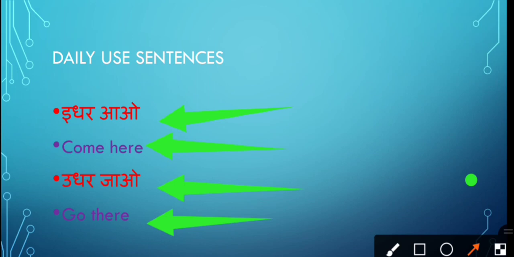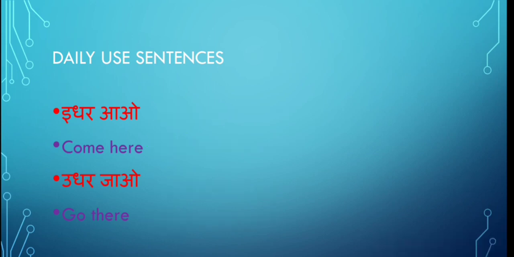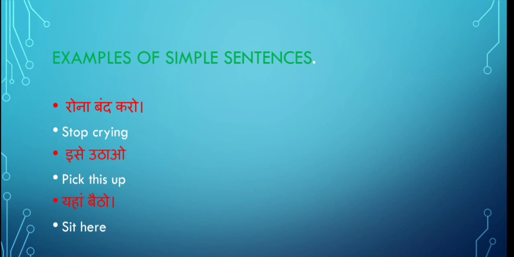So let's have more examples. So our next sentence is rona band karo. Whenever we want to say this sentence to our friends or our cousins or our brother and sister, we can say that stop crying.